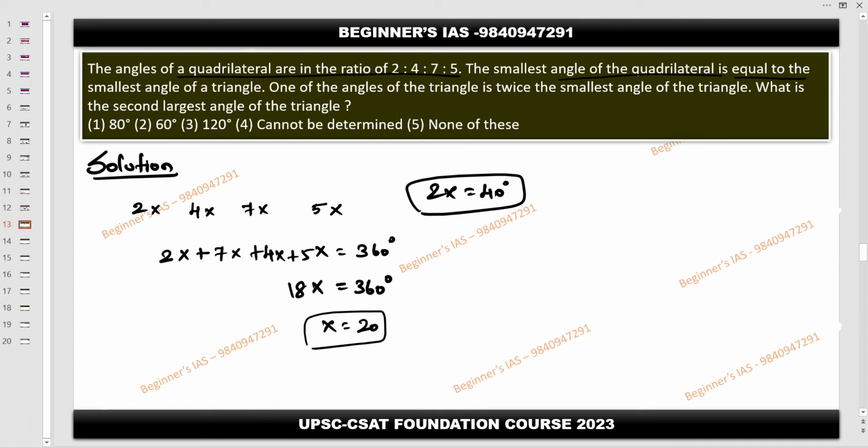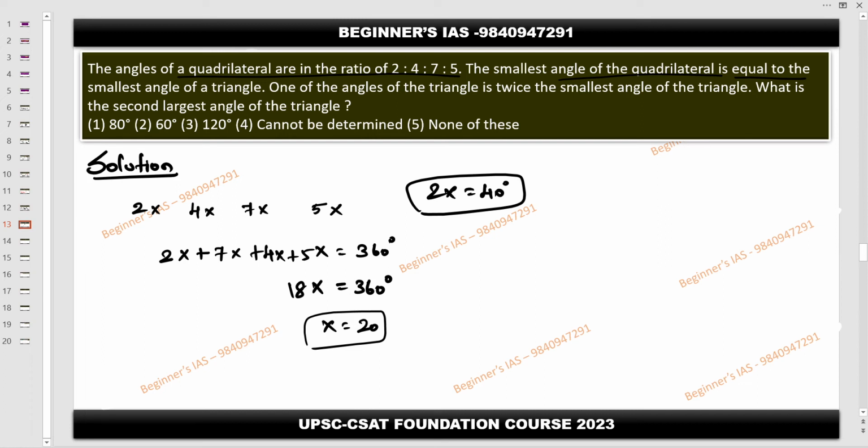So here, the 80 is the smallest, right? Whose angle is 80 is also wrong, right? For this question, the angles are 2x, 4x, 7x, 5x. Then 18x, 2x is 20. So what does smallest angle mean? Yes, 40. That is what we have found. Oh, second smallest.